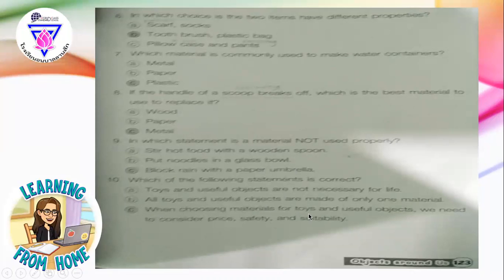When choosing materials for toys and useful objects, we need to consider price, safety, and suitability. If you didn't finish the activities, you can watch the video again so that you can complete all the answers.